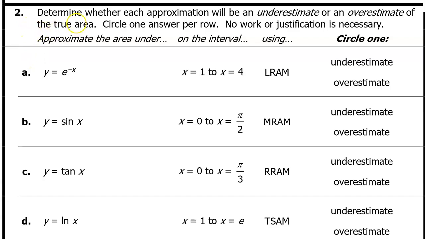Problem number 2. Determine whether each approximation will be an underestimate or an overestimate of the true area. Circle one answer per row. By the way, LRAM stands for Left Rectangle Approximation Method. We saw that MRAM stood for Midpoint Rectangle Approximation Method, and you can probably guess that RRAM stands for Right Rectangle Approximation Method. TSAM stands for Trapezoidal Sum Approximation Method.